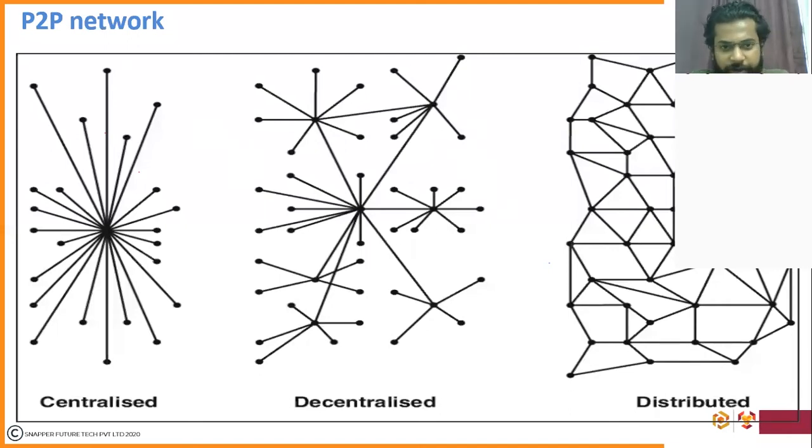Okay. So here you can see the three basic types of network topologies: centralized, decentralized, and distributed. In the centralized network architecture, it is basically a client-server architecture. You have a server in between, and multiple clients attached to the server. As the definition says, the server provides, the client consumes, right?